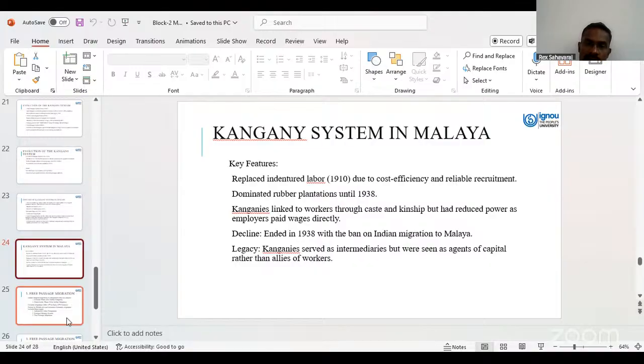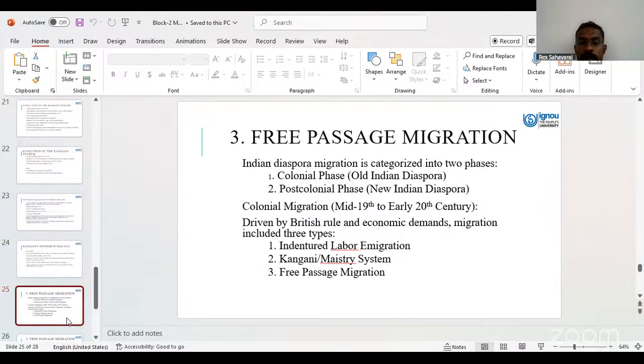So migration to Malaya stopped in 1938, and as a legacy, Kanganis served as intermediaries but were seen as agents of capital rather than allies of workers. So the Kanganis were with the capital people who have more money; they were not working for the workers, right? So a lot of rules and regulations have come, and free passage migration. So Indian diaspora migration is categorized into two phases, that is the colonial phase, the old Indian diaspora, and the post-colonial phase, the new Indian diaspora.